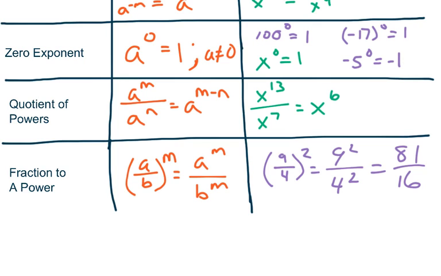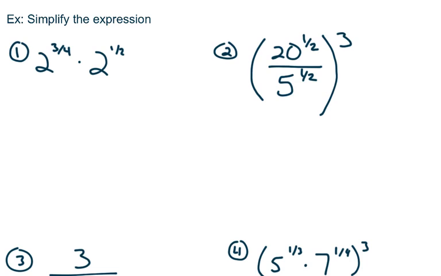So let's use these properties, and these aren't anything new. These are things you should have learned in Algebra 1. But what we're going to do now is extend these ideas to fractional or rational exponents, and we use the same rules. If we have the same base, like here in number 1, and we're multiplying them, we're going to add these exponents.